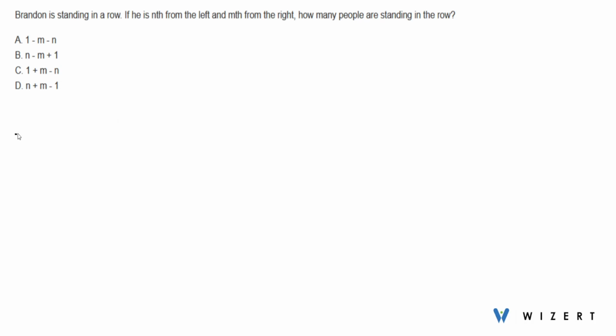So let us take an example. Suppose there are 4 people standing in a row. So let it be first person, second person, third person, and over here we have fourth person. Now suppose this is the position of Brandon. Now as you can see, he is third from the left and second from the right.